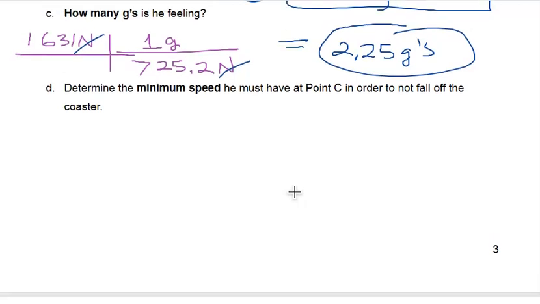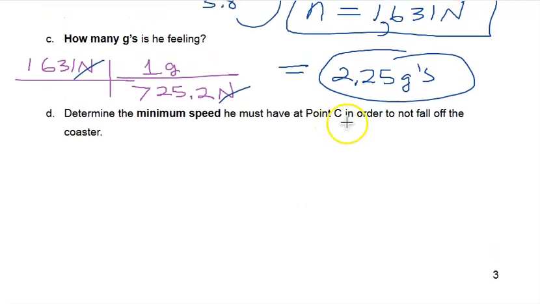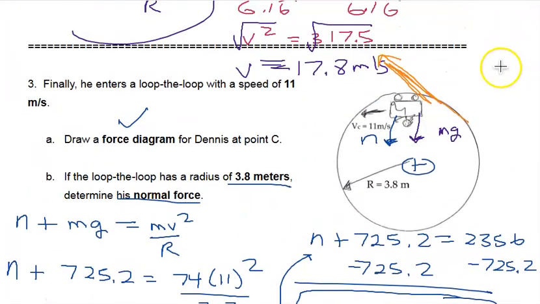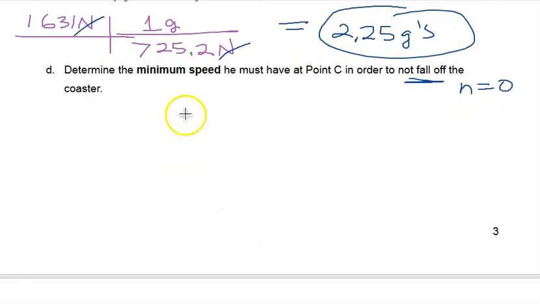And then question D says determine the minimum speed he must have to not fall off. So I wanted to give you one more practice with this: not falling off means N equals 0. If he goes too slowly, the weight is more than it needs to be, and it will overturn him, which means he's losing contact. So if he has lost contact, the normal force is 0, and only the weight is causing him to turn. The normal force doesn't exist anymore.